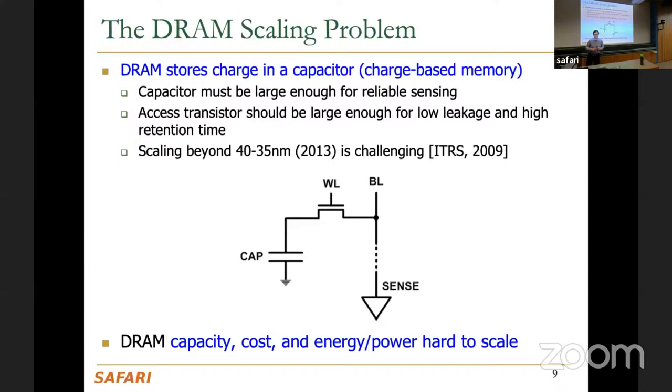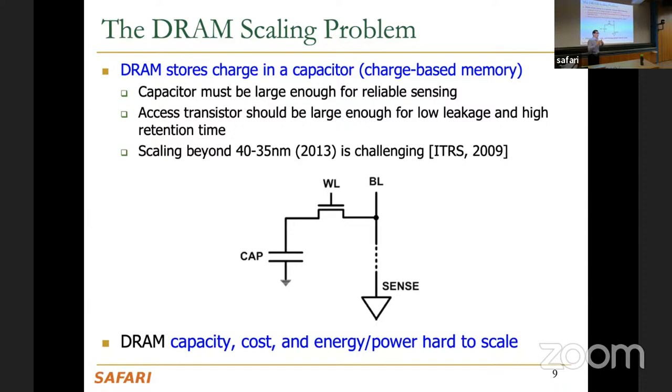Now, the problem is, as you reduce the size of the cell, you have less charge stored in the capacitor, so you need to refresh things more frequently. Basically, that's a scaling problem with DRAM, retention time, essentially. As you reduce the size of the cell, retention time reduces, and you need to refresh things more frequently.